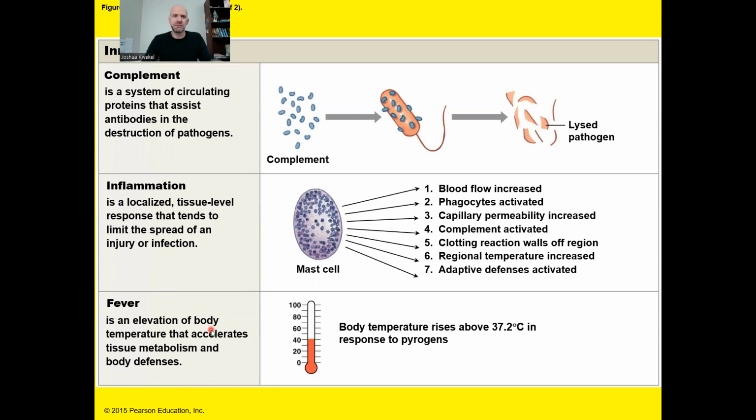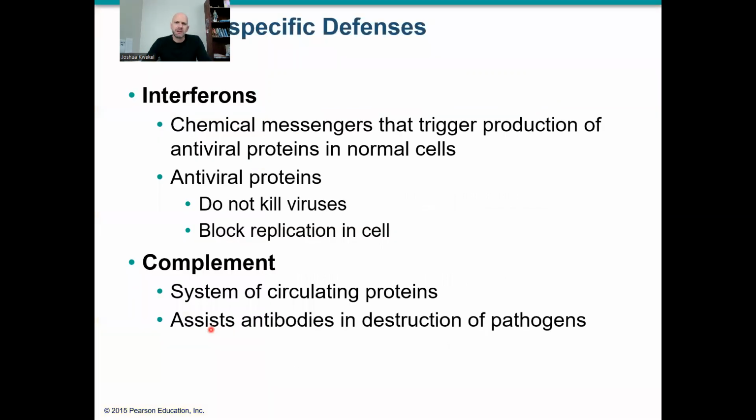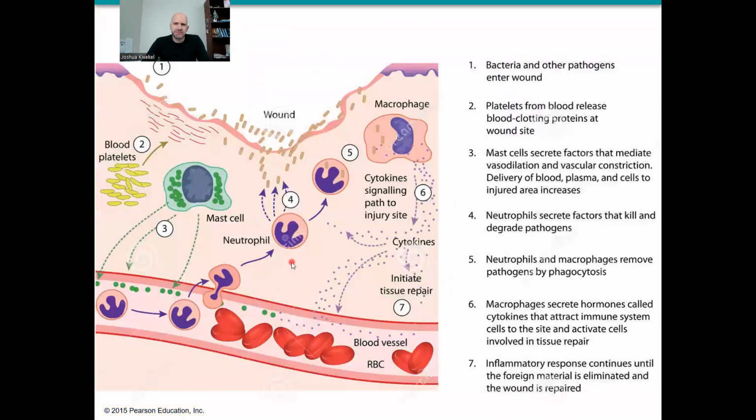After some time, if the immune response is not able to mitigate the pathogens, then we can tell the brain, hey, we're struggling with this infection. Let's go full systemic, and the whole body will begin to heat up, raising the body temperature in an attempt to speed up the immune response, as well as slow down the growth of microbes. Interferons and complement, we'll talk about those.